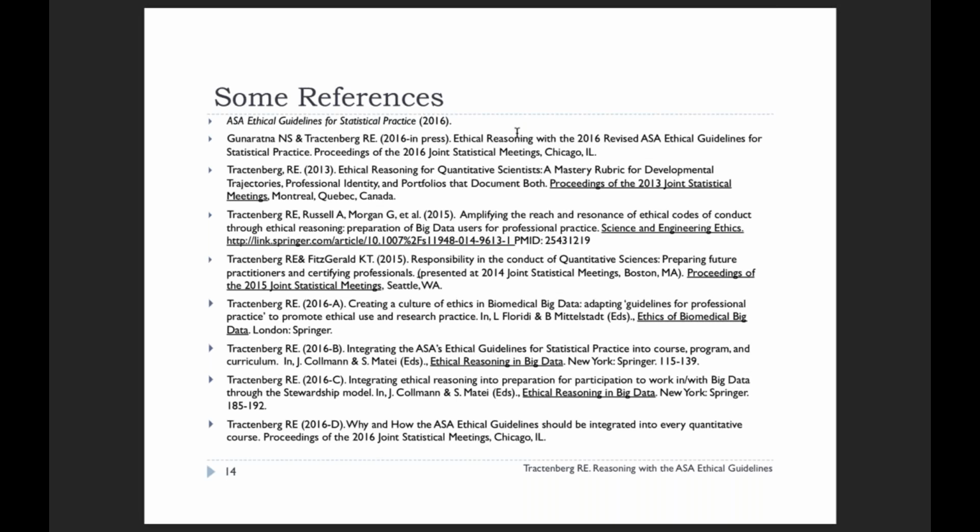And all of these papers here on the reference page talk about what it looks like to change over time in your ability to reason ethically. And the 2015 paper that was in Science and Engineering Ethics has 2 syllabi. One is for the ethics guidelines for the Association of Computing Machinery, and one is for the ASA Ethical Guidelines. Both of those syllabi could be a full semester course for either graduate students or undergraduates.